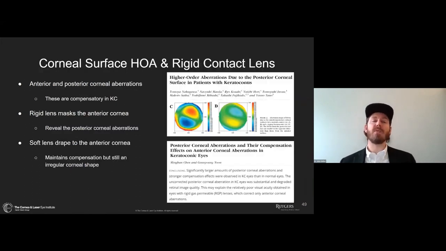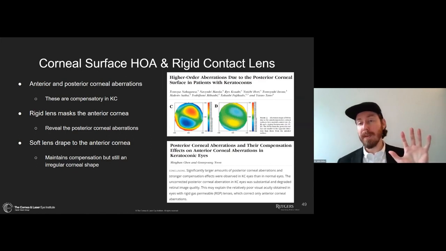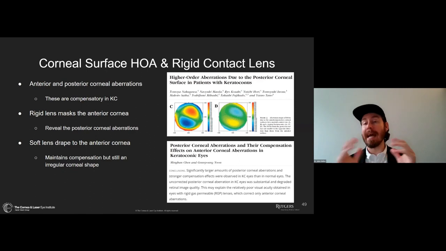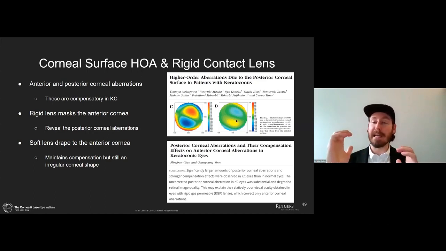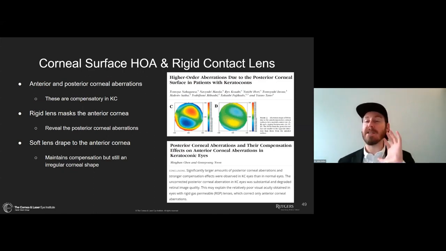So when we look at this, what are we getting? When we have a keratoconic cornea, naturally, because of the curvature of the front surface and the posterior surface of the cornea, there is a little bit of compensation in the form of the aberration profile. So we have less severe aberrations because we're getting compensation from the front and the back surface, right? And when we put a contact lens on the front of it, specifically a rigid lens, it masks that anterior cornea but reveals more of those posterior corneal aberrations.